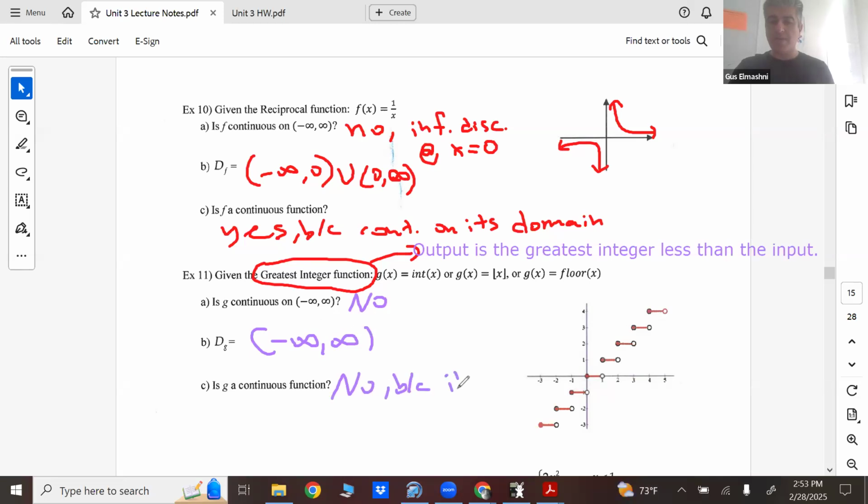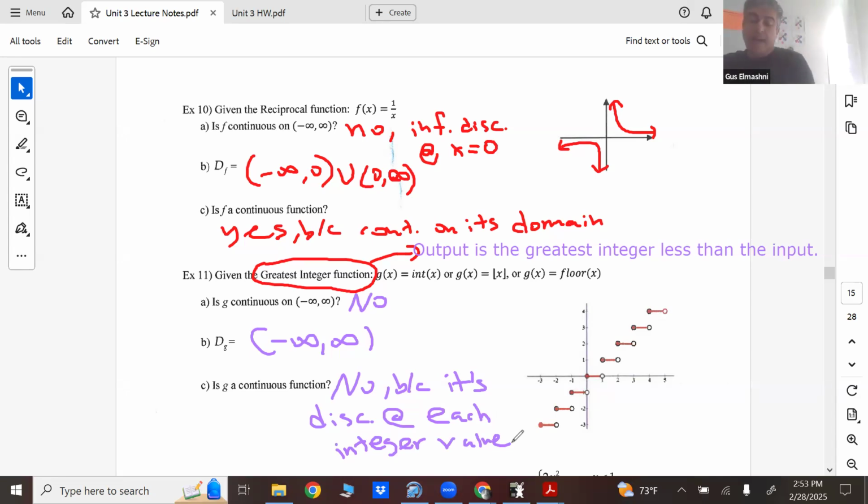You could call it that, sure. There's a bunch of jumps. No, because it's discontinuous at each integer. Yeah, that's why. So yeah, that's what's happening there.